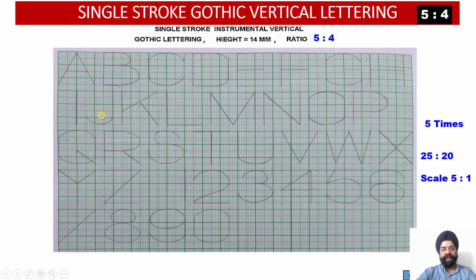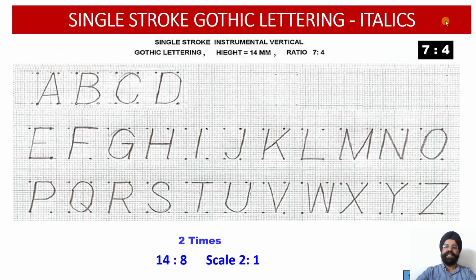And again you can check, J we have drawn in the ratio of 5:3, W and M we have drawn in the ratio of 5 is to 5, and all the other alphabets we have drawn in the ratio of 5 is to 4. So this is scale of 5 is to 1. Earlier one was 7 is to 4. So we can say that 7 is to 4 is for the bigger headings, and 5 is to 4 Gothic lettering is used for smaller dimensioning wherever the space available is less.